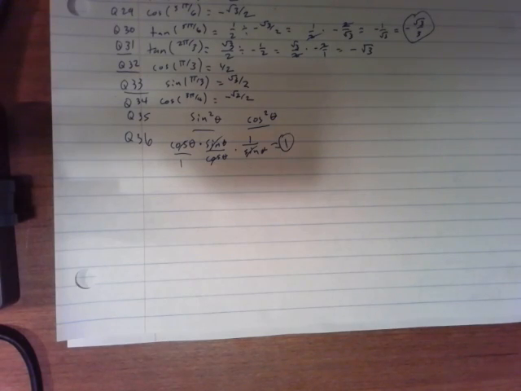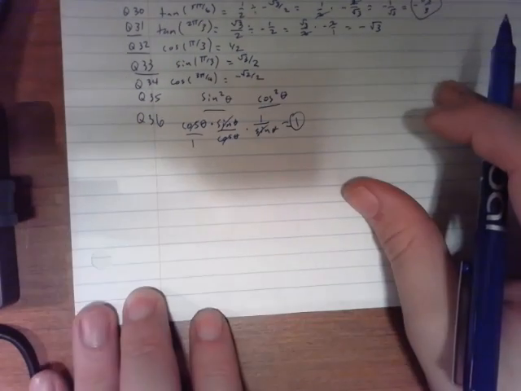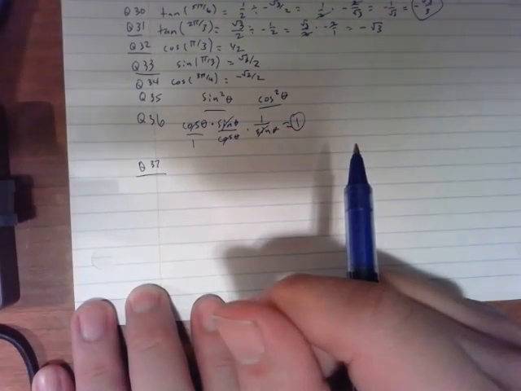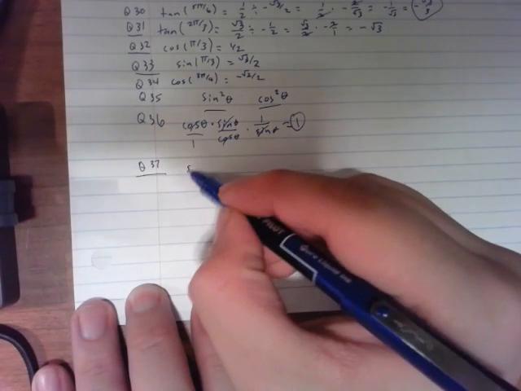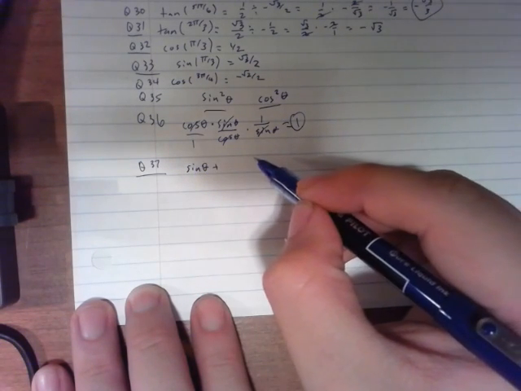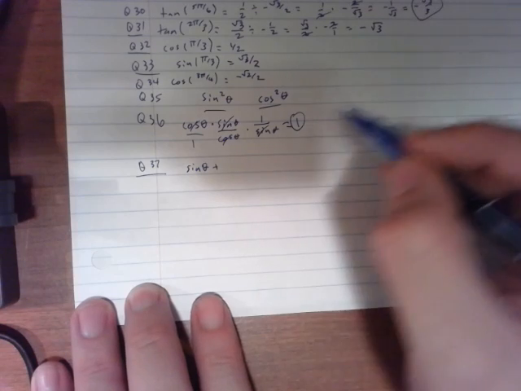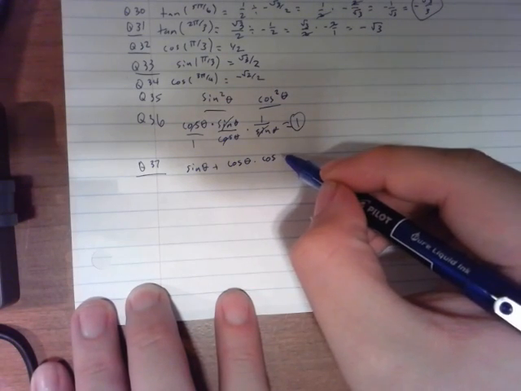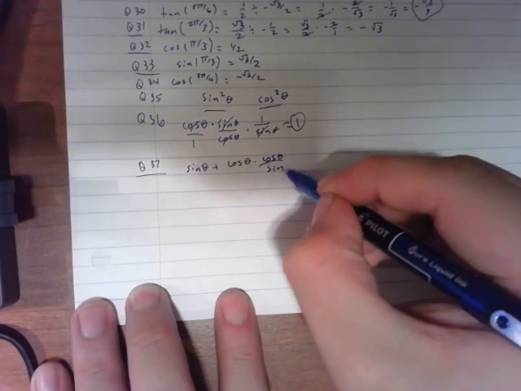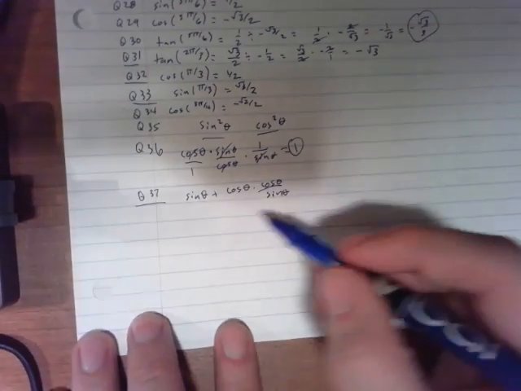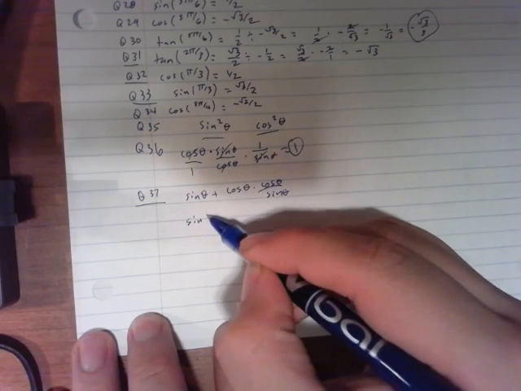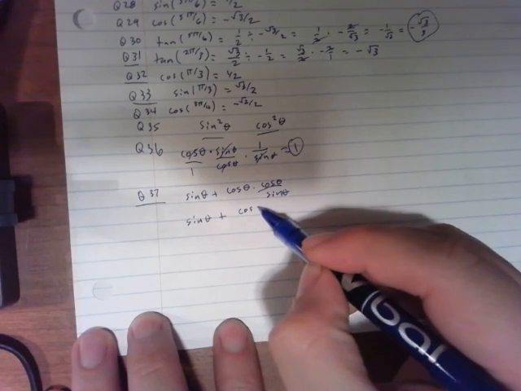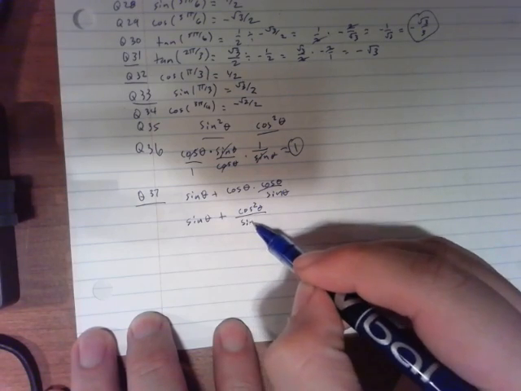437. So we want to simplify sine of theta plus cosine theta times cotangent theta. So cosine theta times cotangent theta is just cosine theta over sine theta. So this simplifies to sine theta plus cosine squared of theta over sine theta.